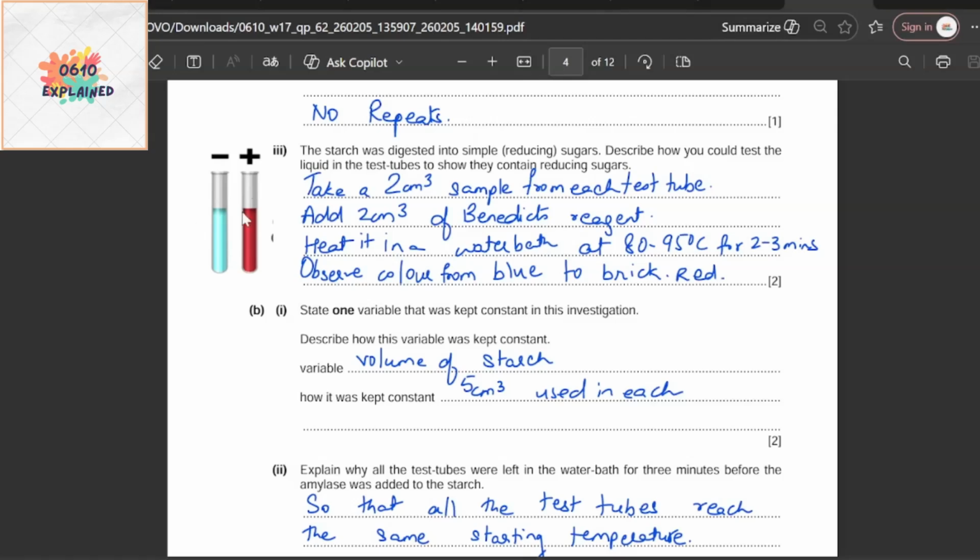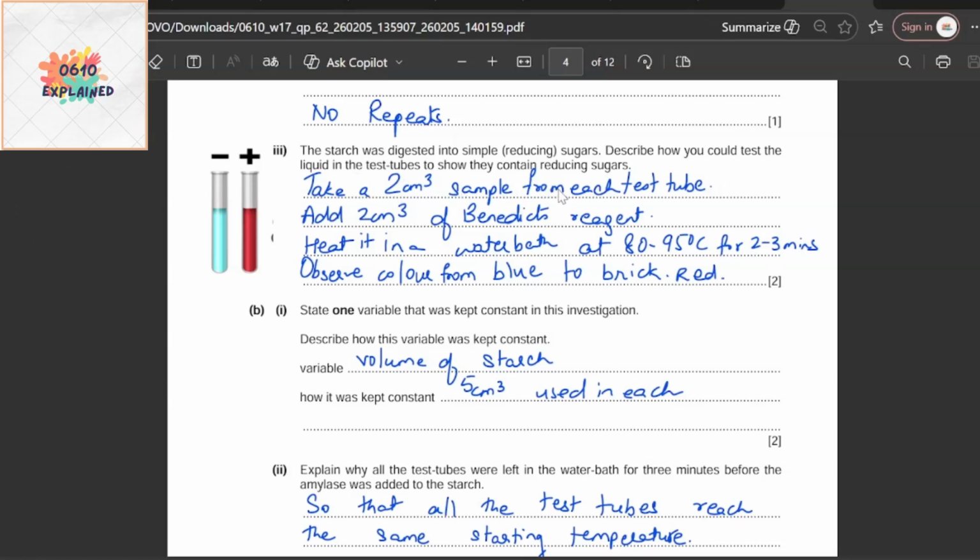So we move to the next question. The question reads that the starch is digested into simple sugars. That's exactly what we started the question with, that the starch is a carbohydrate, which is a polysaccharide. When it is broken down by the enzyme amylase, it is broken down to maltose and then to glucose. So they are saying, describe how you could test the liquid in the test tube to show they contain reducing sugars. So we need to write the steps clearly.